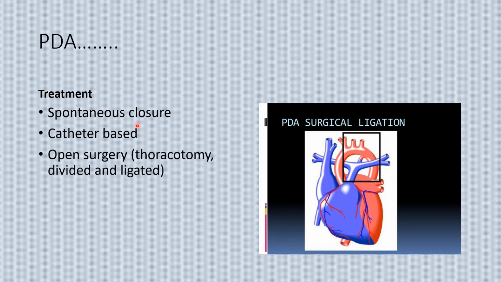If it doesn't, catheter based closure has to be done, and in very few cases open surgery is required, in which thoracotomy is done, meaning the chest cavity is opened, and the patent ductus arteriosus is isolated, ligated and divided over here.